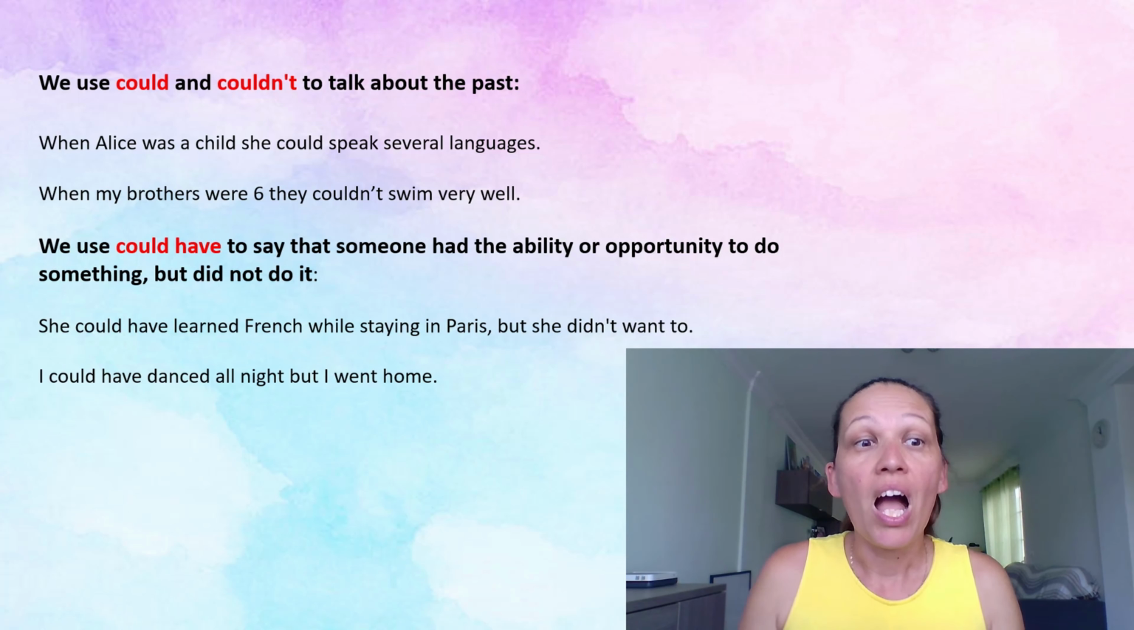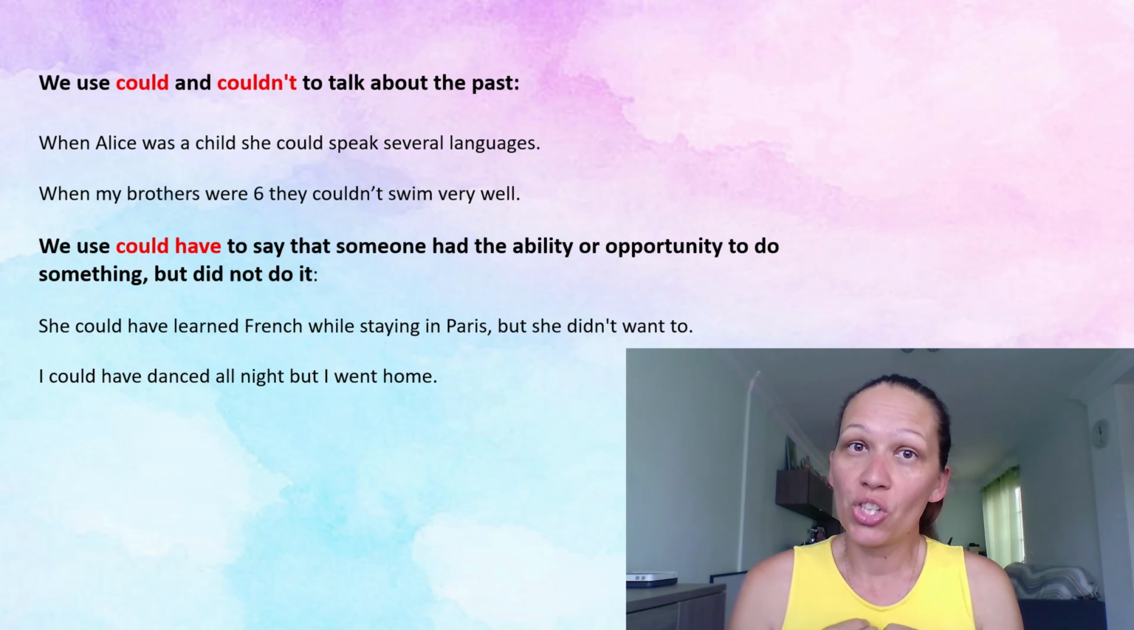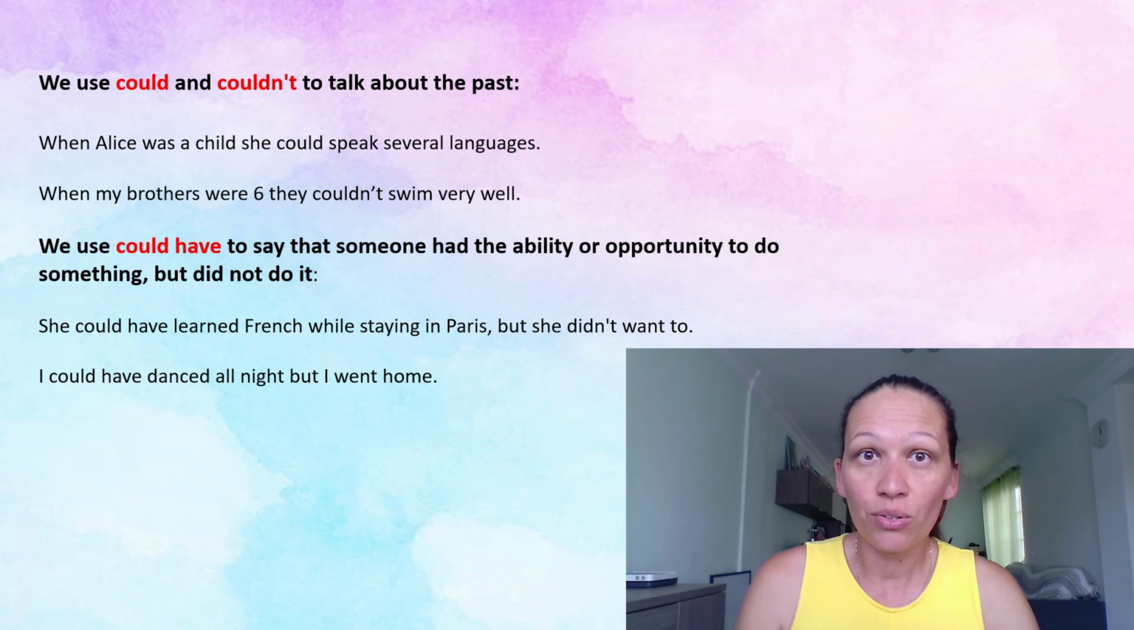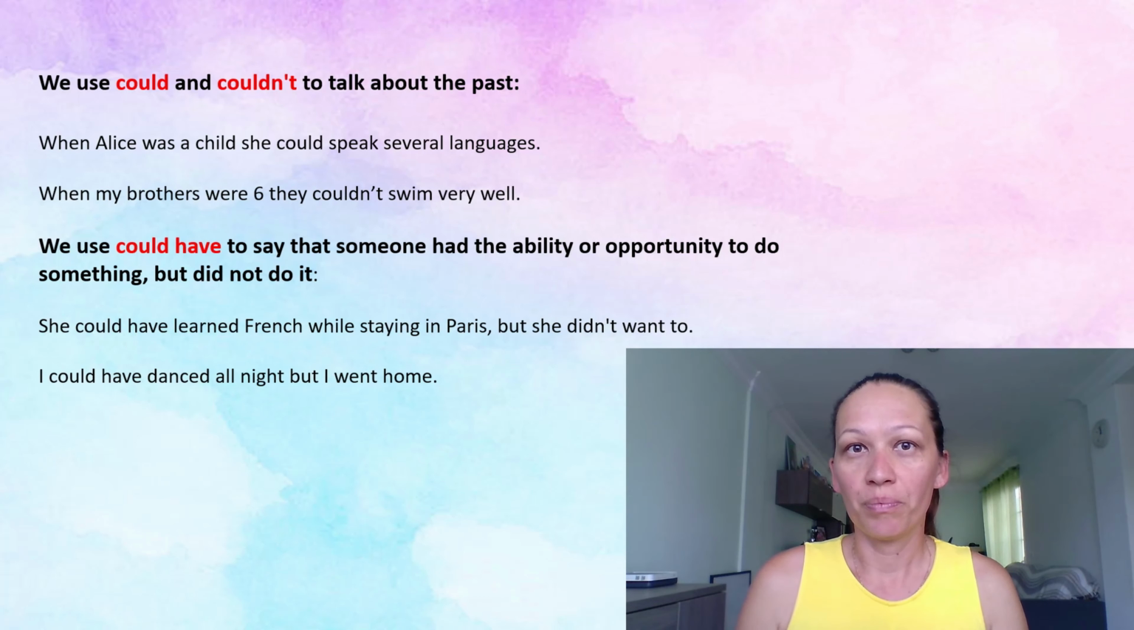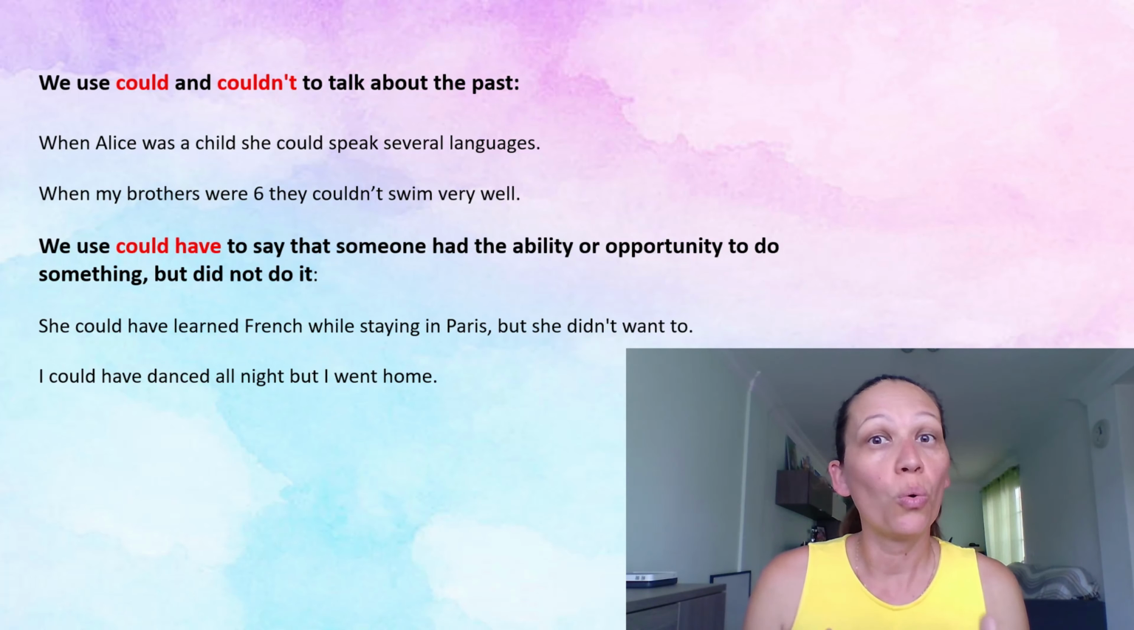Or another example, I could have danced all night, but I went home. So I had the permission or I had time, the opportunity to dance the whole night, the party, but I decided to go home. So I could have danced all night, but I went home.